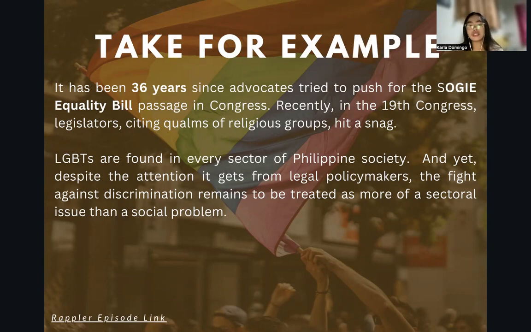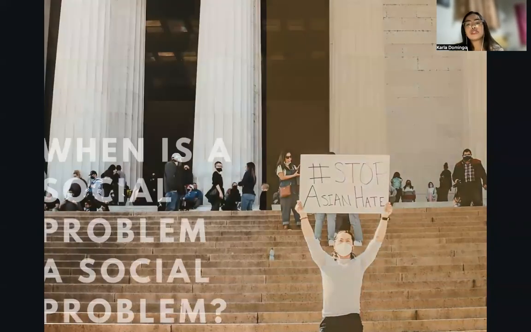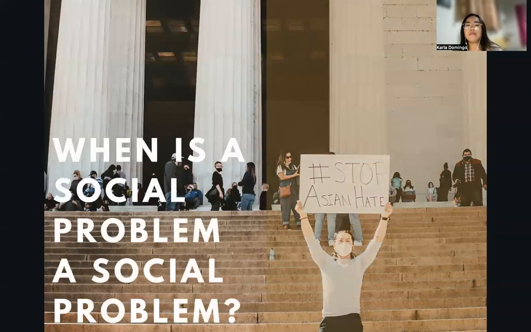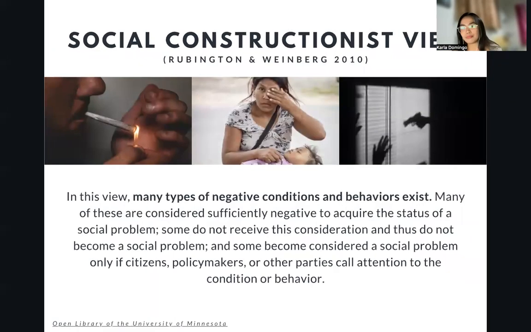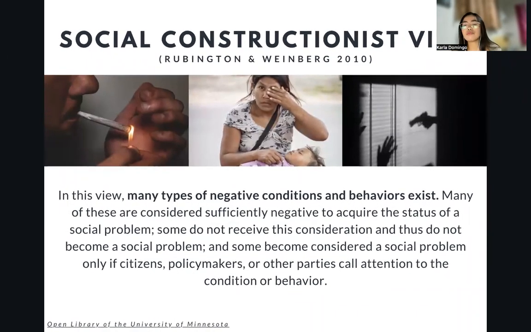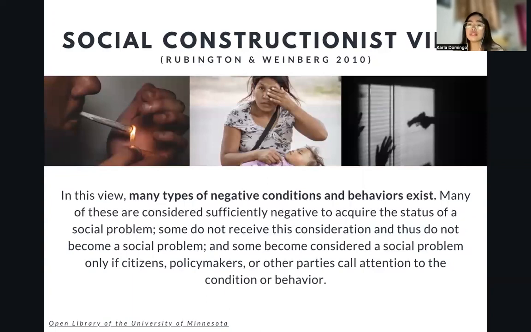This leads us to the question, when is a social problem a social problem? Let's tackle Rubington and Weinberg's social constructionist view, which we've read in our module. Here, many types of negative conditions and behaviors exist. Many of these are considered sufficiently negative to acquire the status of a social problem. However, some do not.